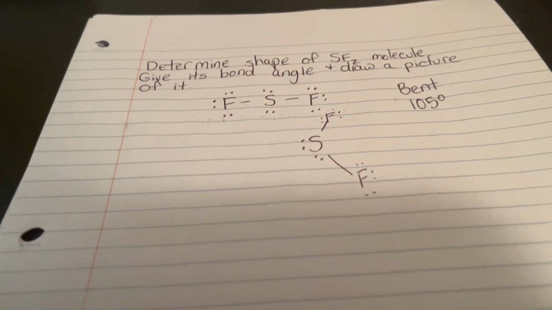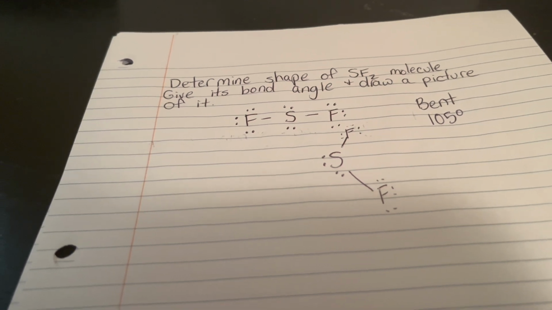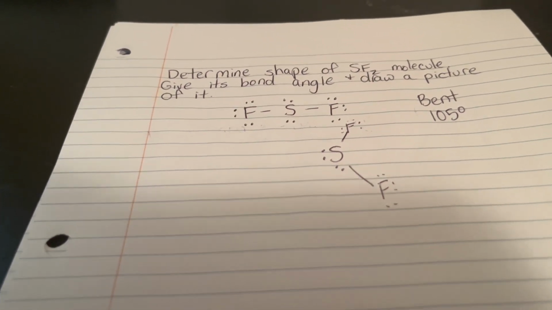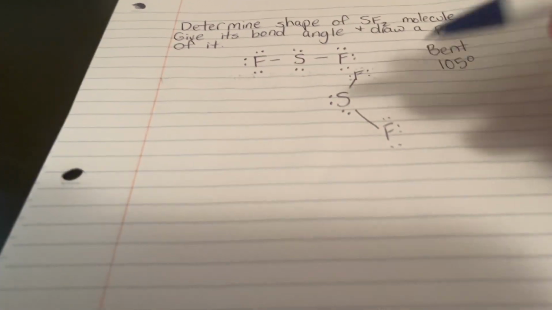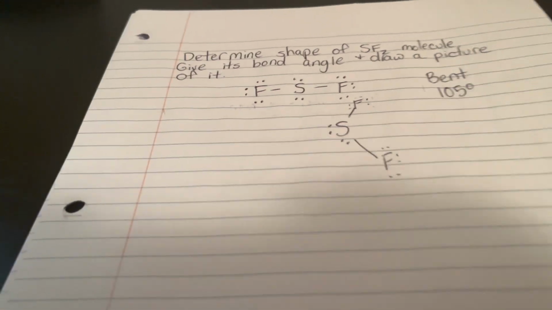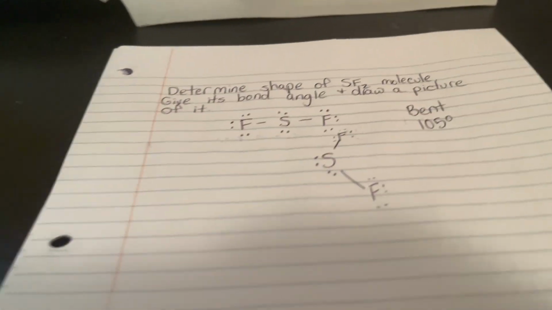Okay. When determining the molecular shape, remember you're going to focus on the central atoms only for this course. Okay. The other electrons around the non-central atoms aren't going to affect the shape for what we're talking about.